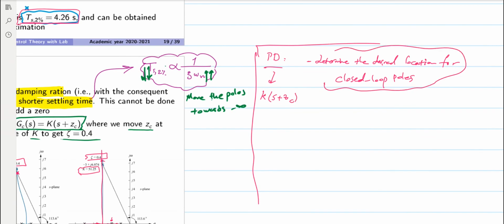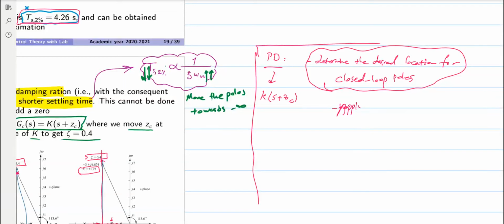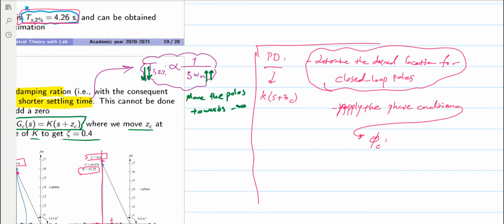Once we know the desired location, you need to apply the phase condition, and then with the phase condition you will get the value for, I call it phi c, the angle contribution, the desired angle contribution from the 0 of the controller. I might show this later with an example, okay?